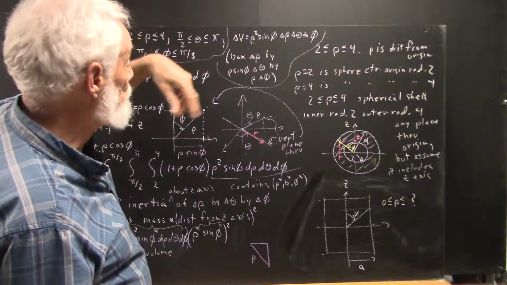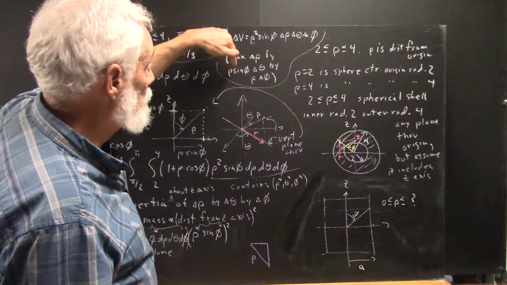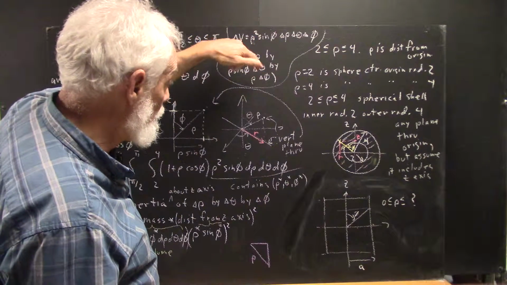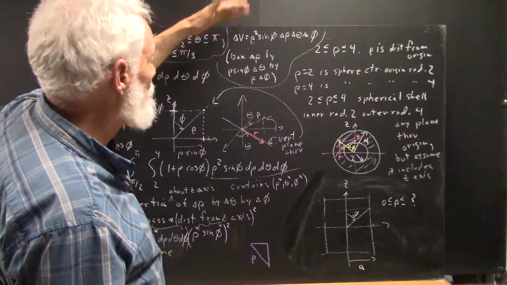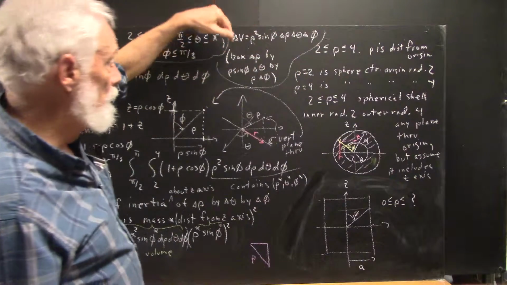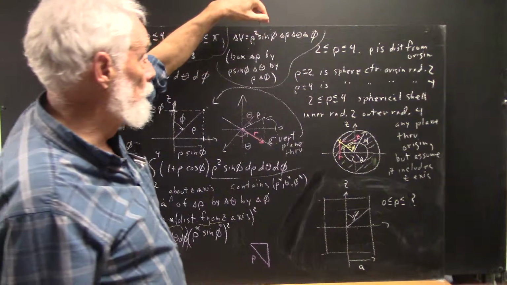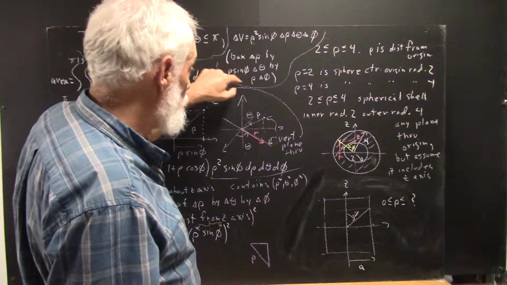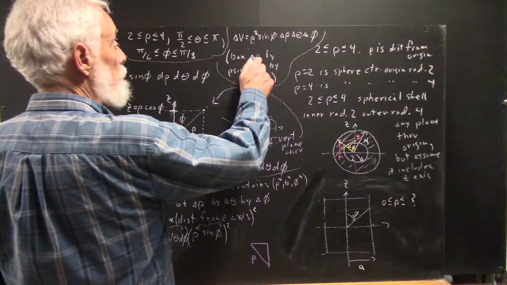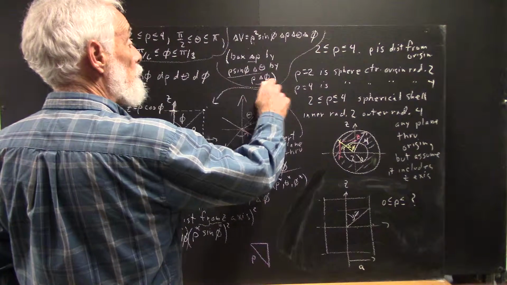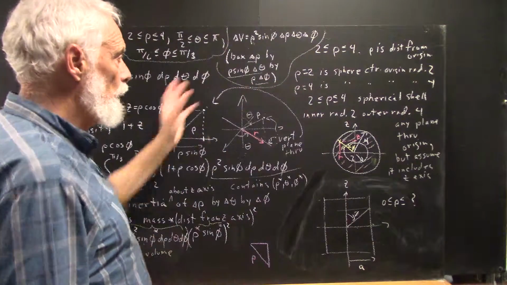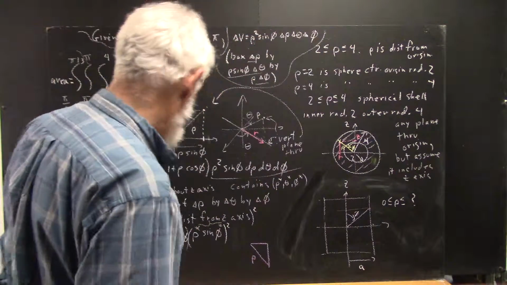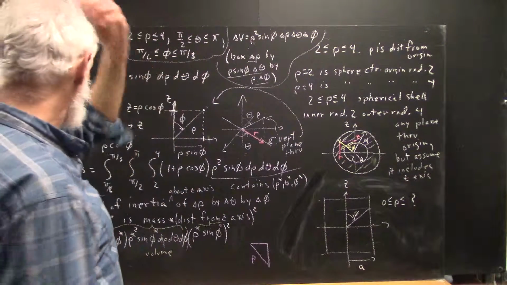But if we take delta rho times rho sine phi delta theta times rho delta phi, we get our volume increment then, the dimensions of our box, rho squared sine phi delta rho delta theta delta phi. Just taking the product of these three sides and putting them in the usual order. Okay?